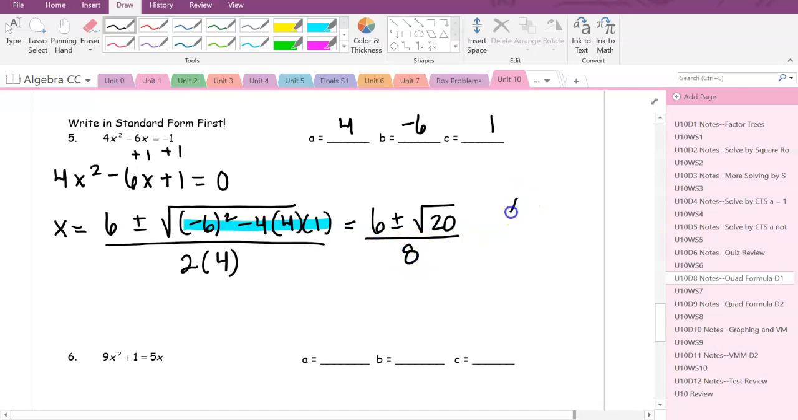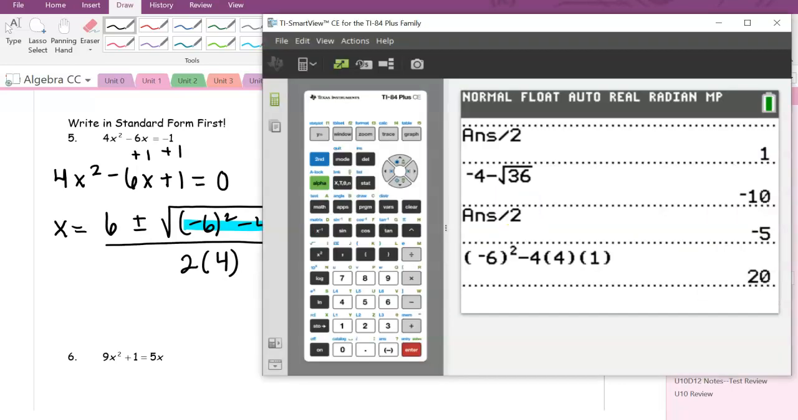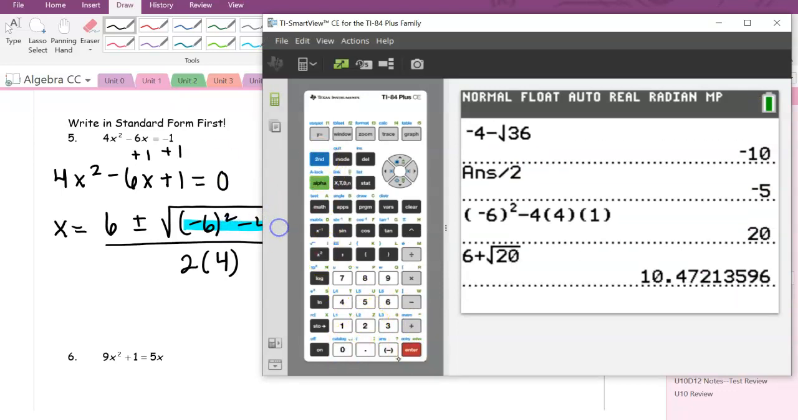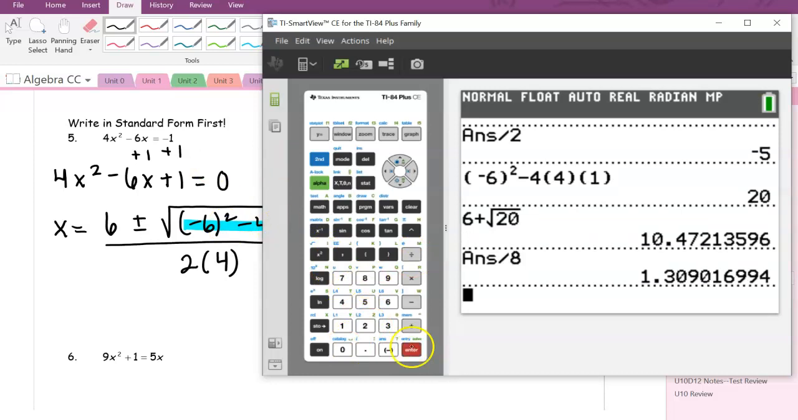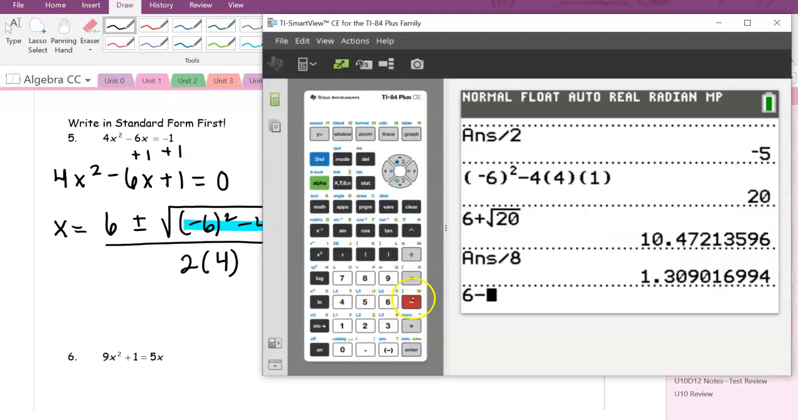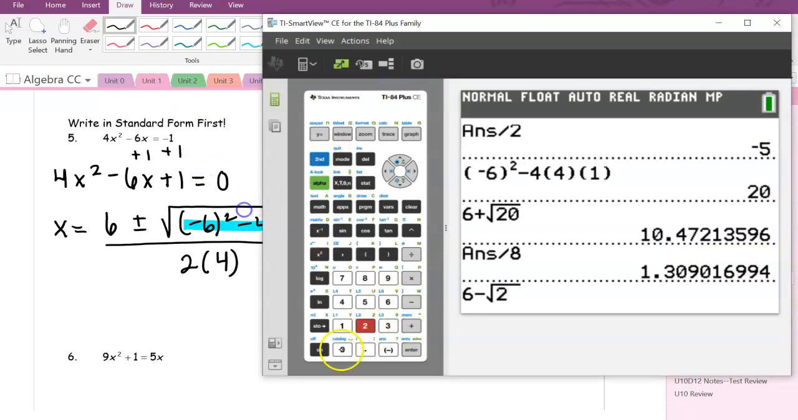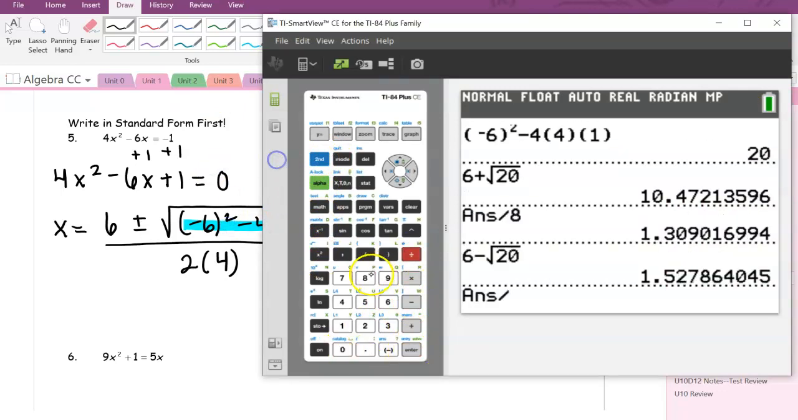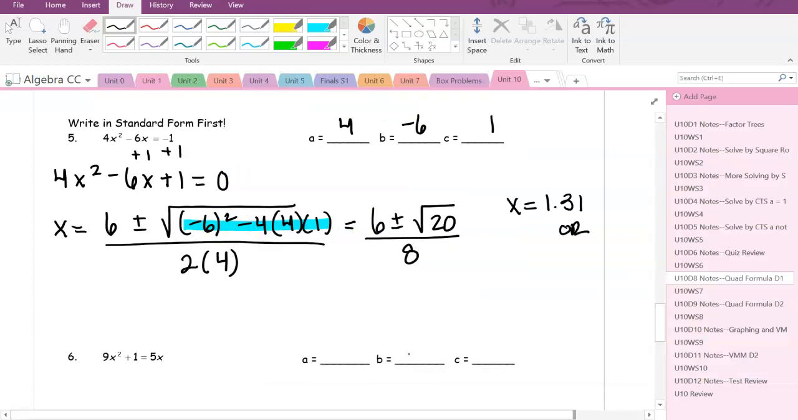All right, and then we're going to actually have to type this in. 6 plus square root 20, enter. Don't forget to divide by 8. Or, now we do it again, 6 minus square root 20, enter. Don't forget to divide by the 8, 0.19. And those are your answers.